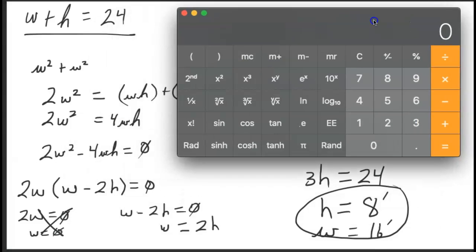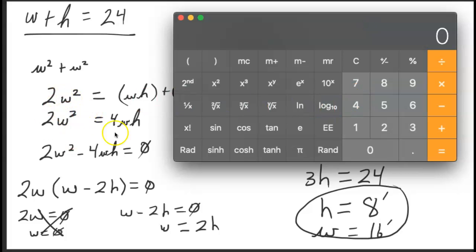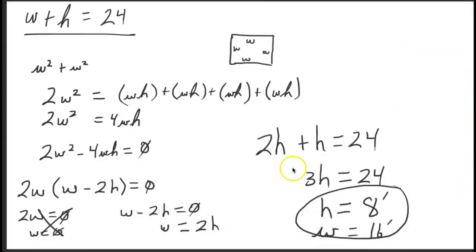Let's suppose that we put, we'll do this right here. 2 times 16 squared equals 512. 4 times 16 times 8 equals 512. Yay! We figured it out. So that's a pretty cool problem right there.